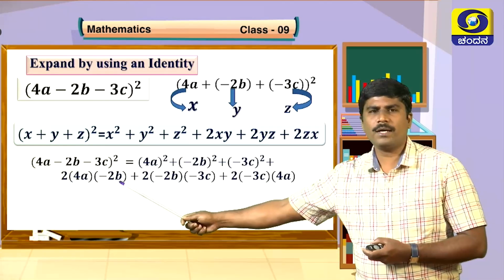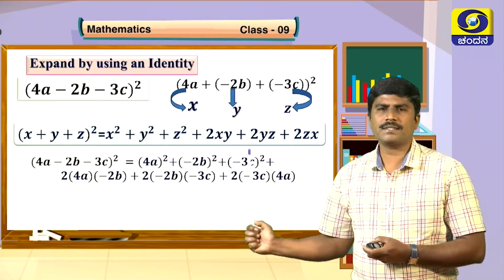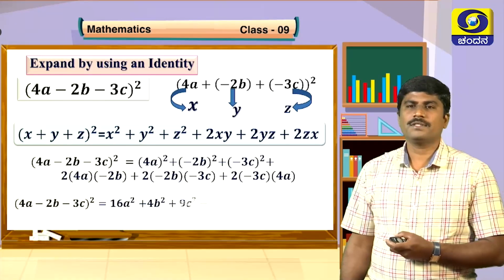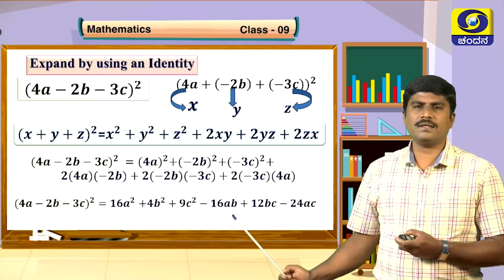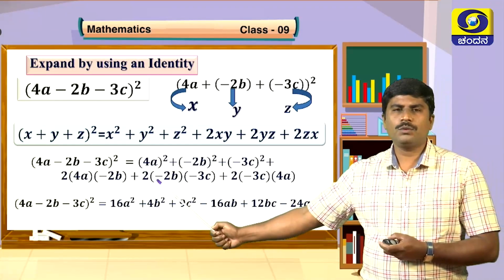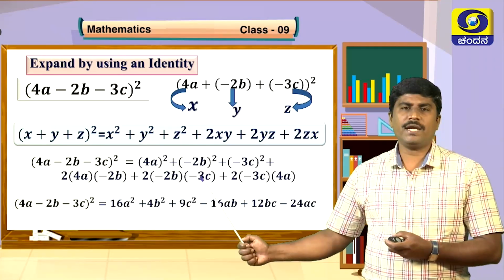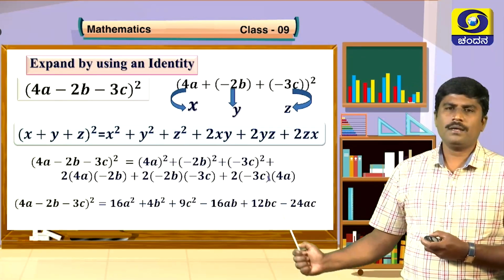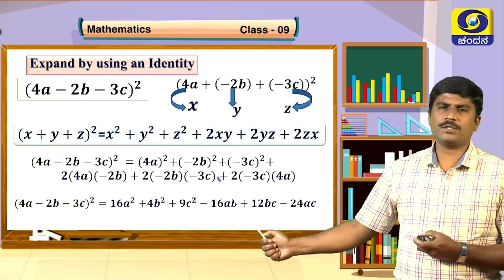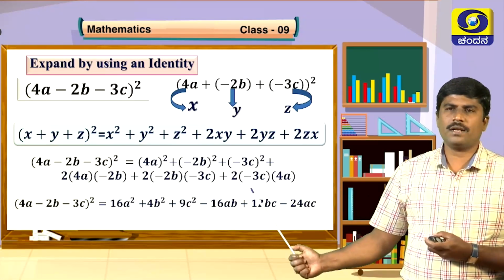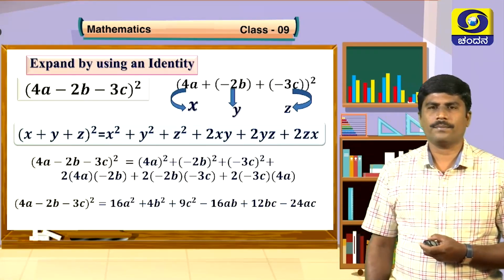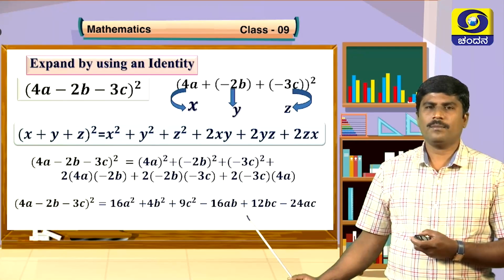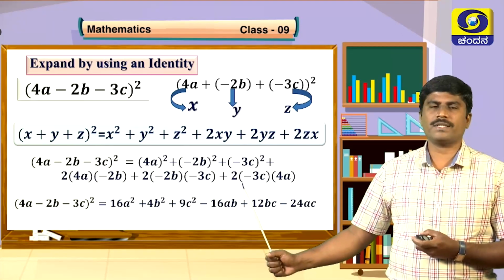If you multiply minus by plus you will get minus: 2 into 4 is 8, 8 into 2 is 16, so you get minus 16ab. Again minus into minus becomes plus: 3 twos are 6, 6 twos are 12, so 12bc. Here one minus is there, minus into plus becomes minus: 4 threes are 12, 12 twos are 24, so minus 24ac. So you have expanded by using the suitable identity x plus y plus z whole square.